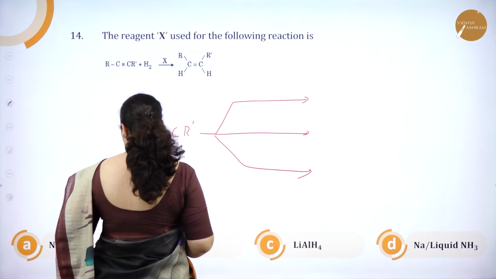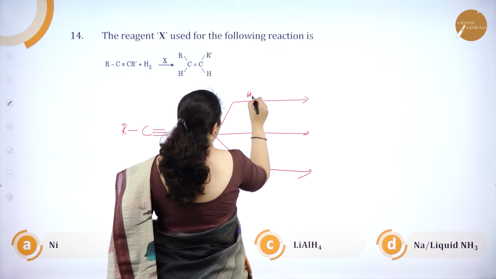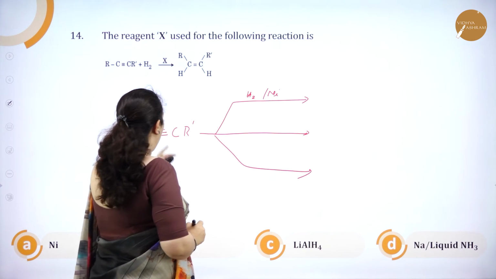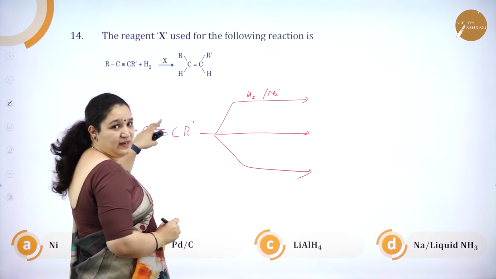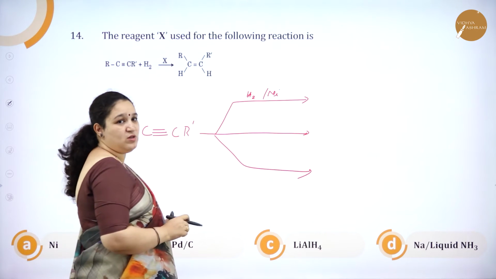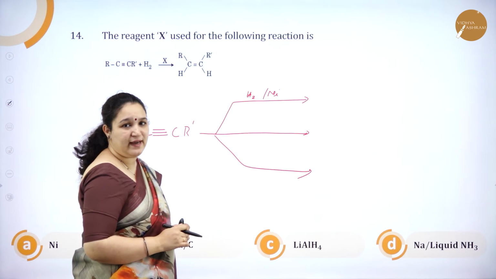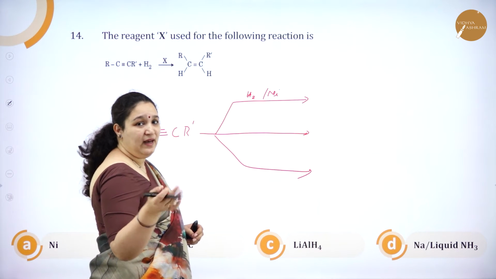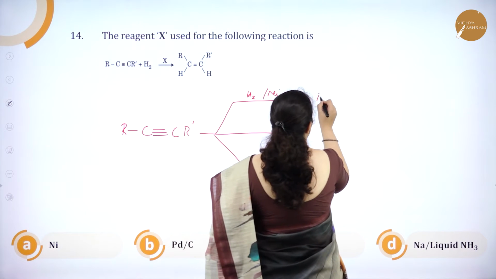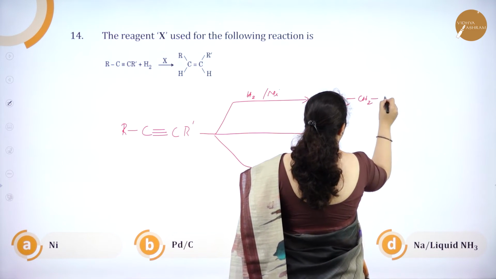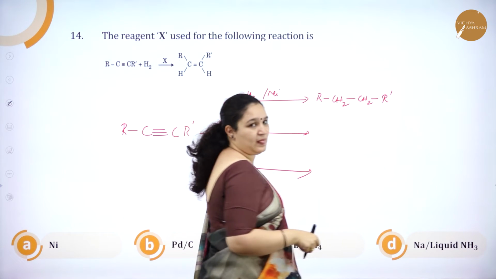If we use hydrogen with nickel as a catalyst, it will completely break both the double bonds, and you are going to get an alkane directly. You cannot stop it at alkene. You are going to get an alkane, so you will get R, CH2, CH2, R dash.